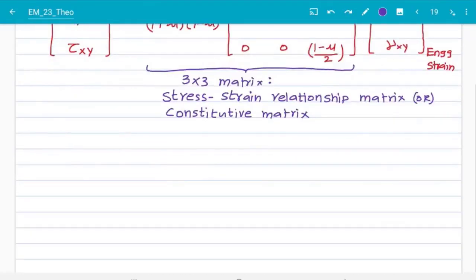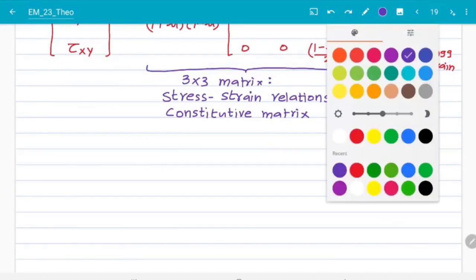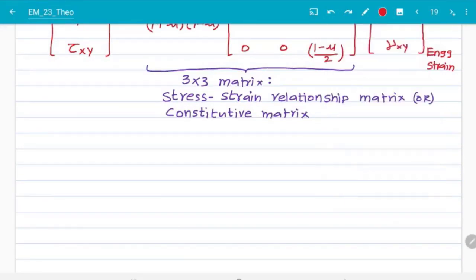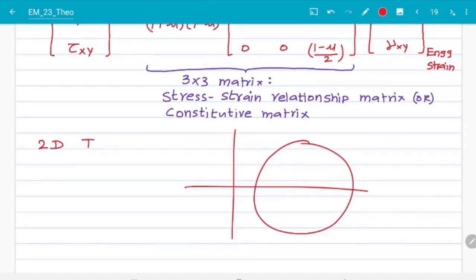Sir, where are we using the tensorial strain? In the Mohr circle. Mohr circle is nothing but 2D transformation. This is a Mohr circle like that. It is a 2D Mohr circle. For 3D also a Mohr circle is there. For the 3D, 3 circles will be there, for example, like this. That is the 3D case.